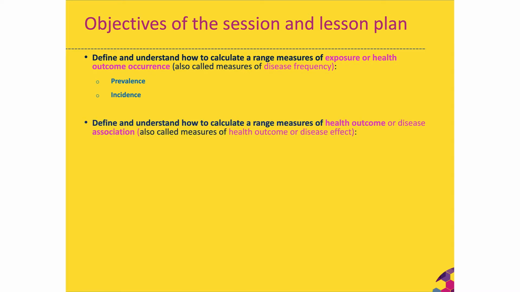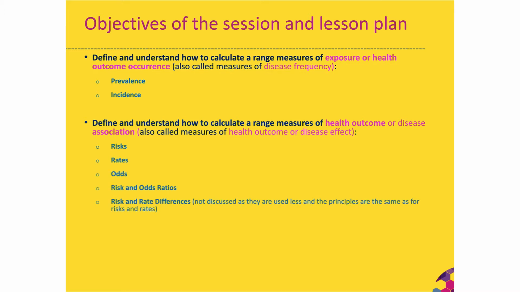And we're going to also define and understand how to calculate a range of measures of health outcome or disease association, also called measures of health outcome or disease effect. Risks, rates, odds, risk and odds ratios, and risk and rate differences. Risk and rate differences are not discussed in detail in this session because they are used less often and the principles are the same as for risks and rates.